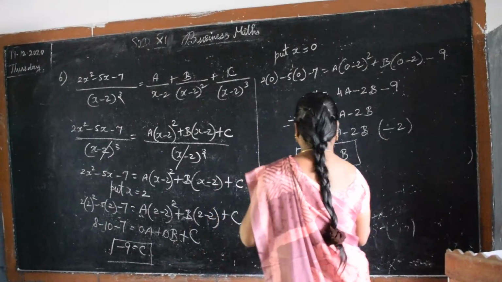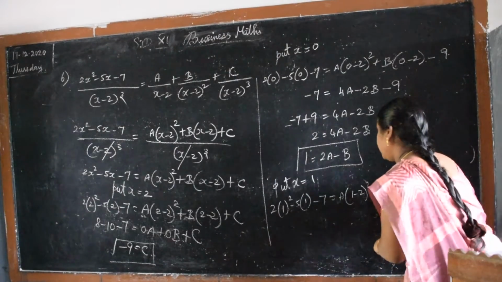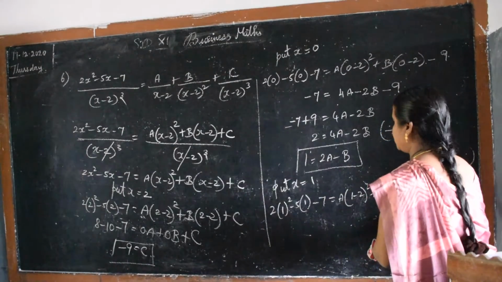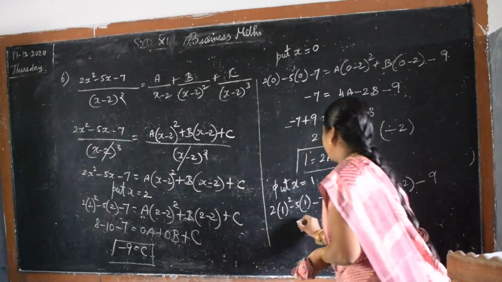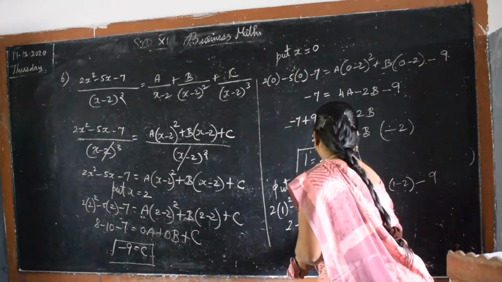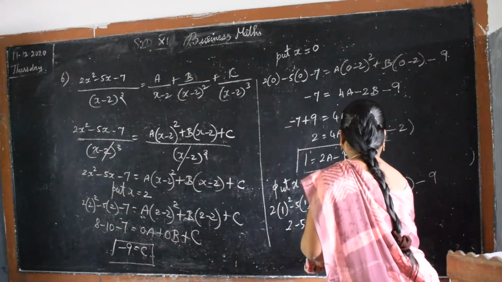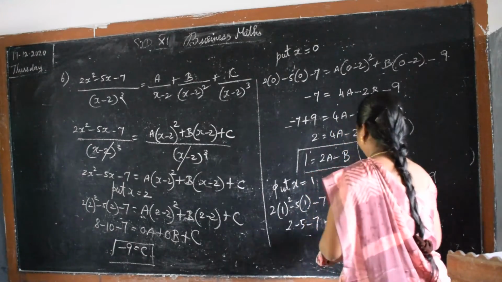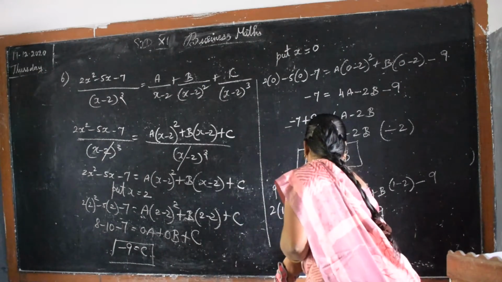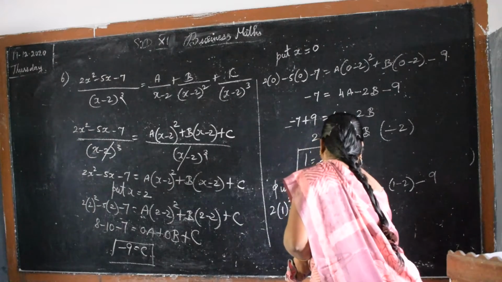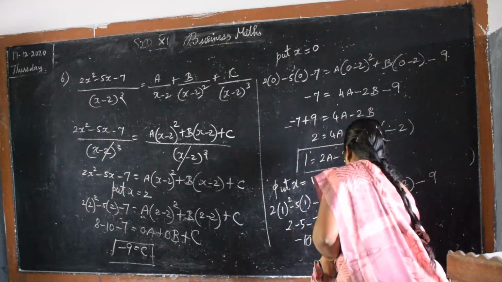So a into (1 minus 2) whole square, or b also substitute here, 1 minus 2, plus c. Our c value is minus 9. So you will get 2 minus 5 minus 7, minus 1 squared, only a minus b minus 9. 12 minus 10 plus 9 in the component a minus b. So minus 1 is equal to a minus b.